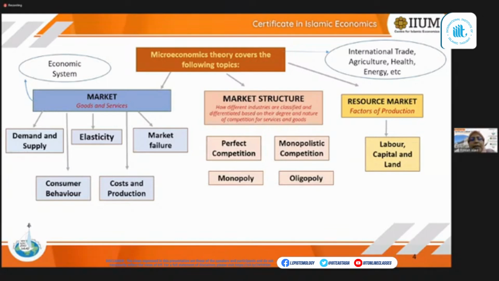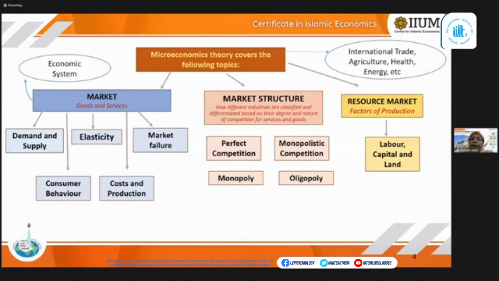And then market structure. Market structure is about how different industries or businesses are classified and differentiated based on the degree of competition in the market. There are four types. I'm not going to spend too much time on this. Basically, there are four types. Perfect competition, where it is assumed there's really pure, perfect competition in the market. And then we have monopolistic competition, monopoly and oligopoly. Okay, so how the firms will behave, the quantity of products they produce, the prices they charge, and things like that will be discussed in market structure.